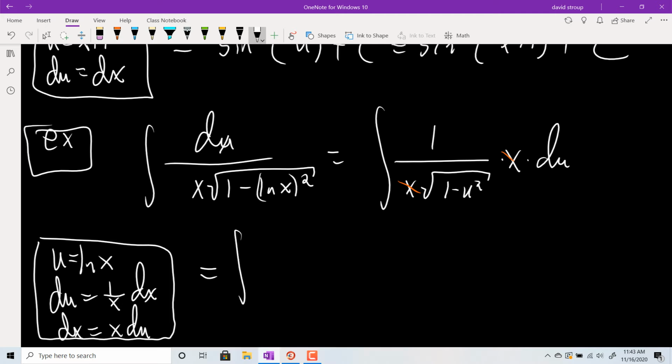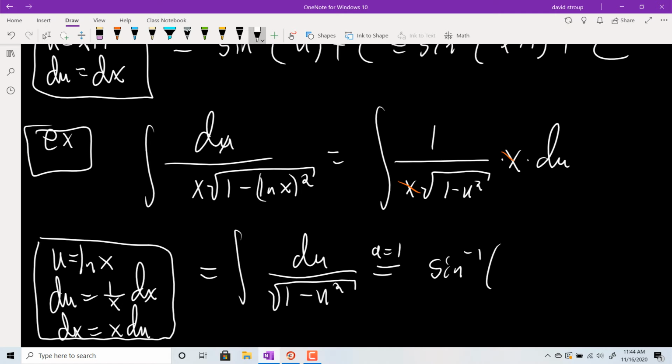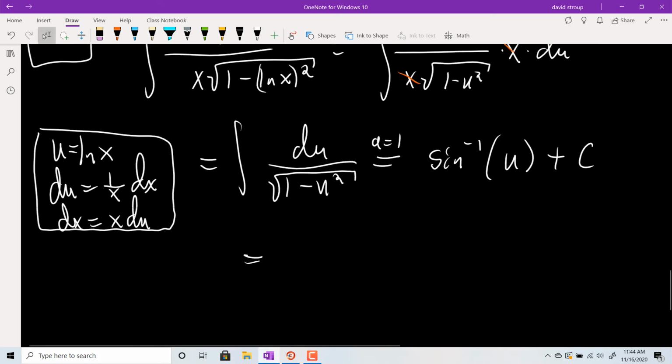And we're left with the integral of du all over the square root of 1 minus u squared. And yeah, that's an arcsine, with a value equal to 1. So using the formula now, we have sine inverse of u all over a. So it's just u, and then plus c. And then back subbing, we get sine inverse of ln x, plus c.